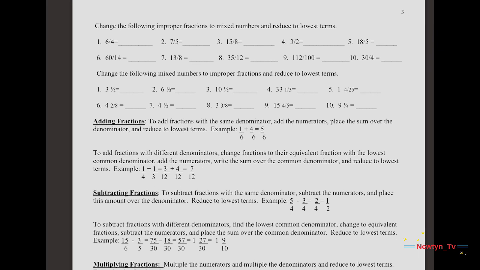So in this part of the video, we are going to talk about addition of fractions, right? So in addition of fractions, we are going to look at how to add fractions. To add fractions with the same denominator, we add the numerators and place the sum over the denominator and reduce it to the lowest term.